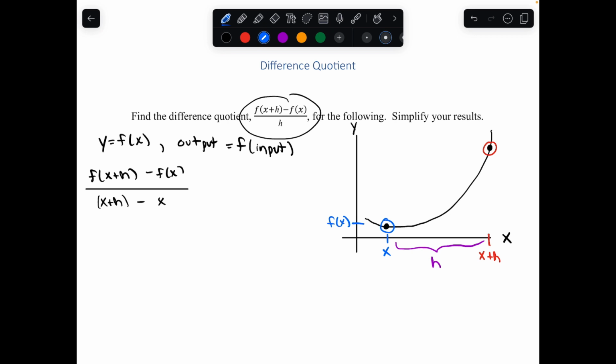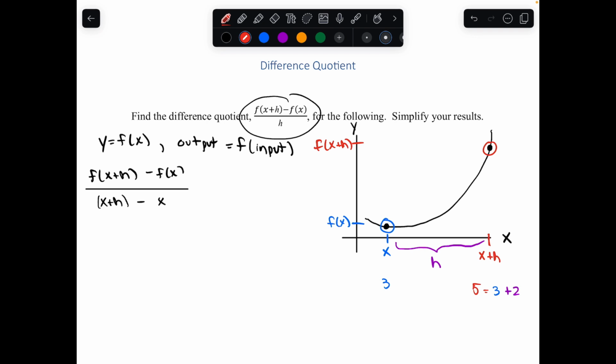To show that this makes sense, let's pretend that this blue x is a 3 and that this red tick mark is 5. Well, I can rewrite 5 as 3, my original x, plus 2. So in this case, h would be equal to 2. So I can rewrite this red coordinate as the blue coordinate plus a distance h. So what is the y value of this red point? Well, it's going to be f of x plus h, right? How do you get a y value? You plug the x value into your function.